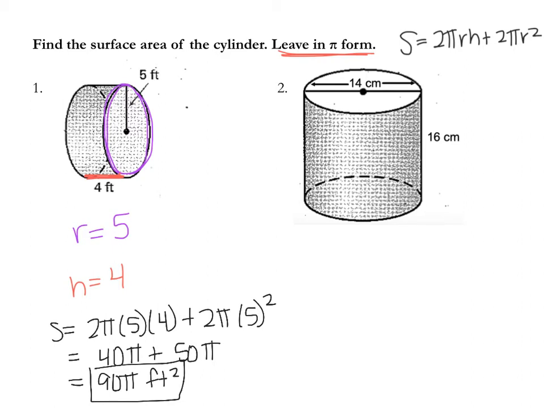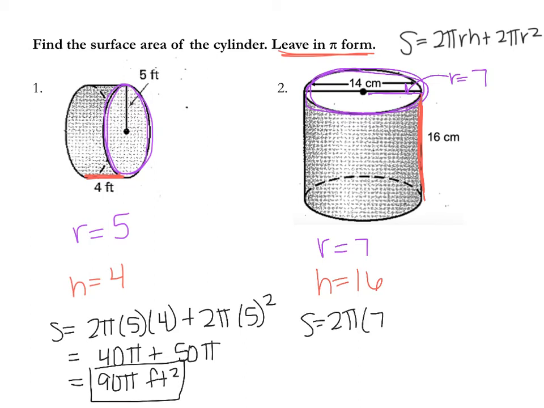Alright, looking at number 2, again, the first thing you need to know is the radius. That will always be on the circle. So if you find the circle, we have to figure out the radius. They gave me the diameter is 14, which means the radius is 7. So r is 7. And then h is that line connecting the two circles together. H is 16. So to find the surface area, that's 2 times pi times rh plus 2 pi r squared.